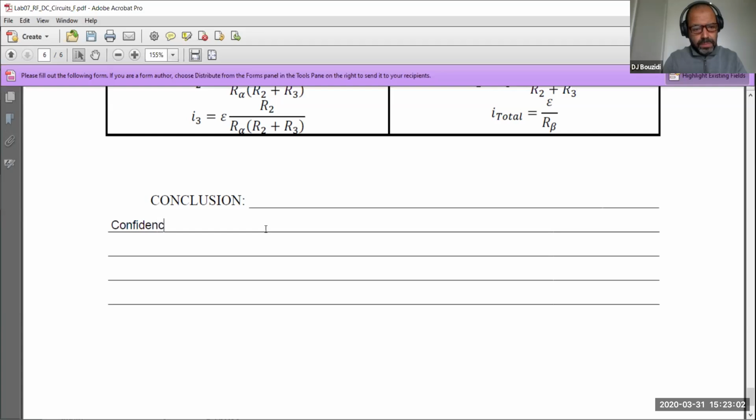Confidence, do I spell it right? I don't know. Probably I did, okay, that's good. It's a helpful thing to do. So it's 4.2% error. And the equivalent resistance, I don't know, you guys, this is your job. Equivalent R is equal to, say, 12.5 ohms. So I did the conclusion, I wrote everything, I did everything in here.